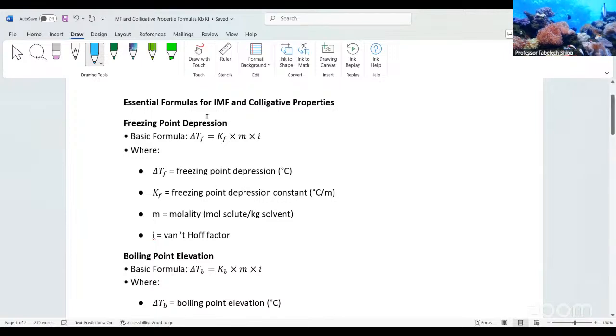One thing is this formula that I presented to you all previously deals with the fact that delta T of F is equal to K of F times m, which is molality, times the Van 't Hoff factor. Now, if you don't know what each of those things mean, that's where the trouble will come into play. All right. So what I'm going to do.